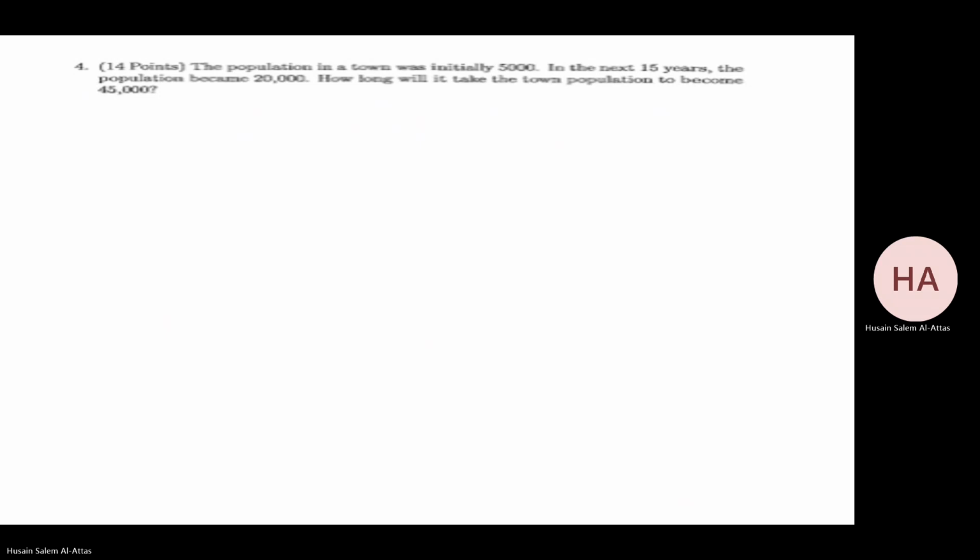Okay. This is, I think, quick ones. Pollution town, 5,000. P at 0, 5,000. The next 15 years, 20,000. So P at 15, 20,000. Find T when P of T equal 45,000.